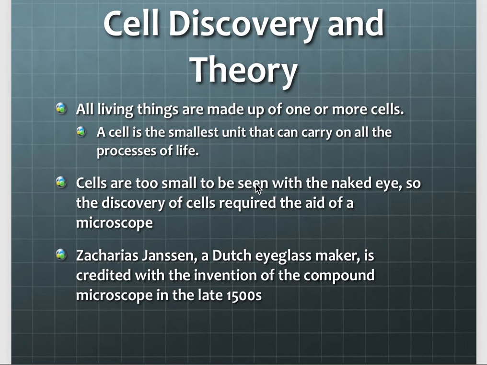So all living things are made up of one or more cells. This is the very first part of the cell theory. The cell theory is actually three parts. The first, all living things are made up of one or more cells.